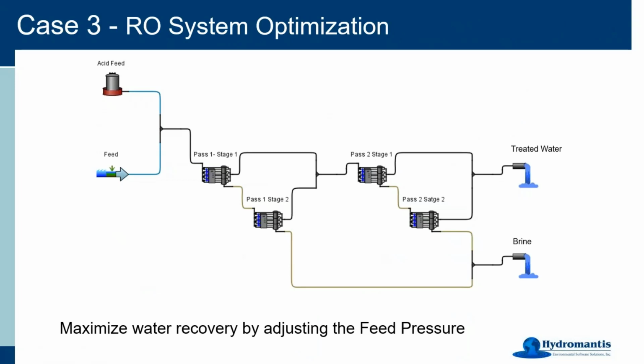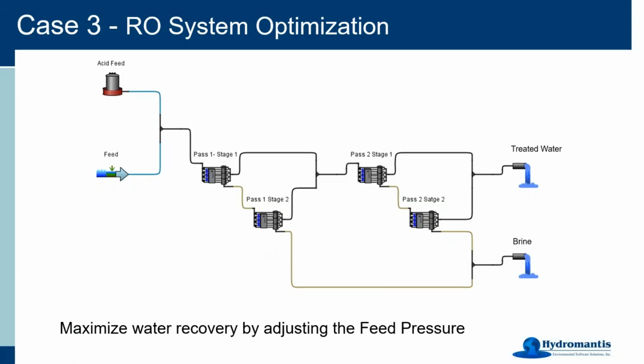The third exercise, of course, I think quite a number of you are probably interested in RO systems. And this is a little bit of a hypothetical exercise that we put together just to show the capability of the model that you can use in GPSX to analyze the system. So this is a two-pass, two-stage system, and we have a feed. In this particular case we wanted to see how the feed pressure in each of these modules is affecting the overall water recovery of the system.